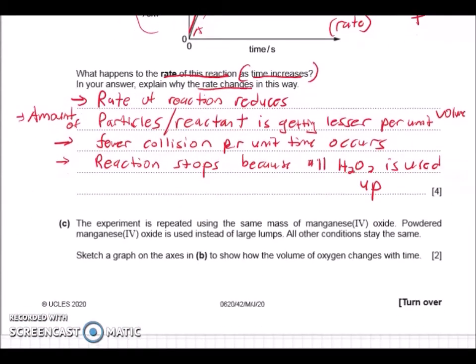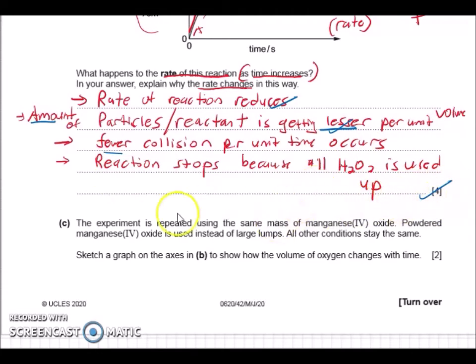Okay, so now we're having 4 marks here. So one is this: the rate of reaction reduces, amount of particles or reactants getting lesser, and a fewer collision per unit time occurs. Okay, fewer collision, and the reaction actually stops because all hydrogen peroxide is used up. So you got there 4 marks.